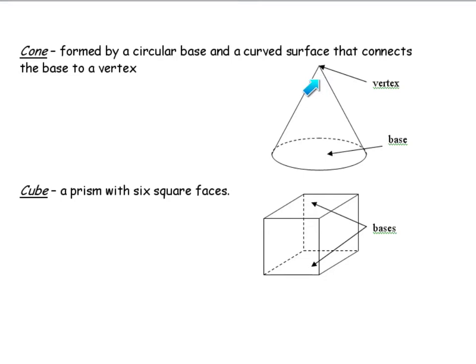And then lastly, we have the infamous cube. The cube does have 2 bases. Even though all 4 sides are squared around, the 2 bases on the top and the bottom give me 6 square faces total.